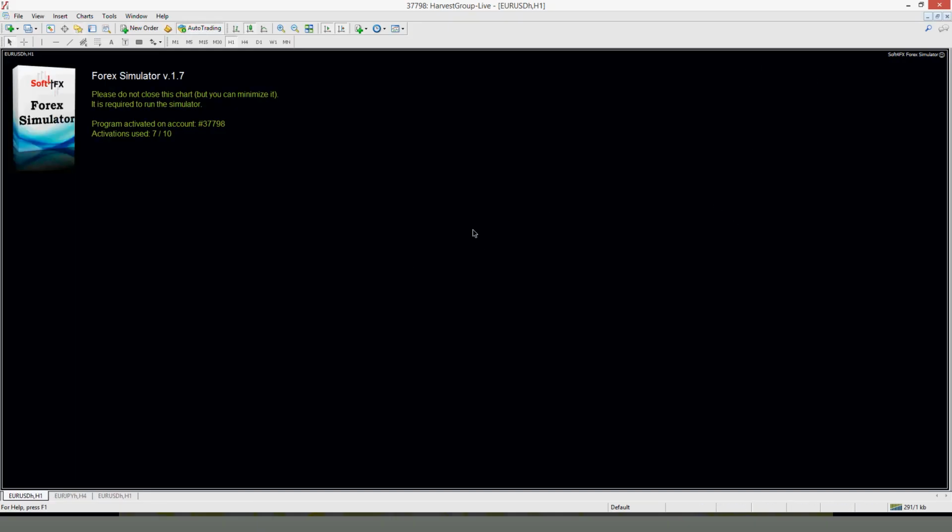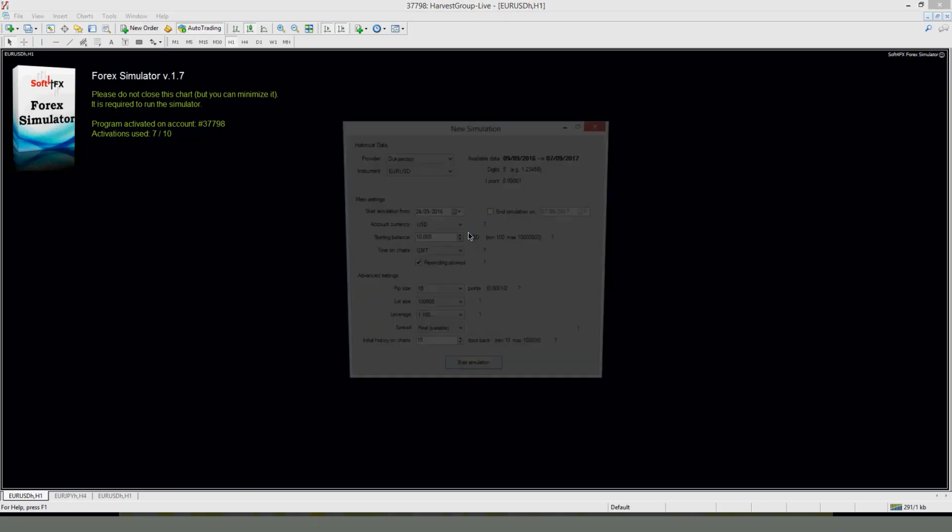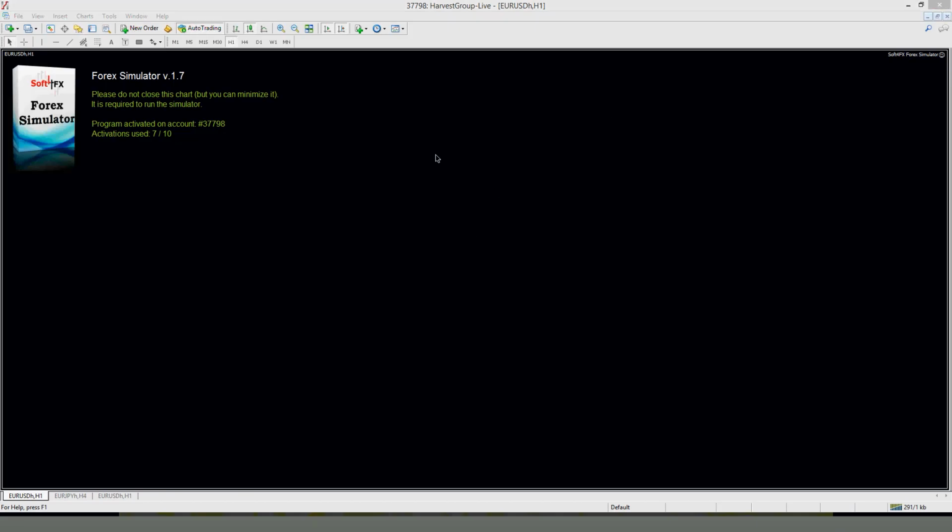So let's say you want to do a back test on multi-time frame analysis. You use MetaTrader and pick whatever pair you want to do, for example USD CAD. This is your starting balance, how much you want to start with. Let's go for $100 because the minimum is $100.